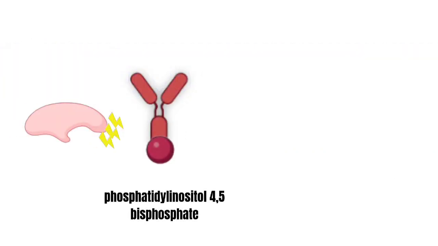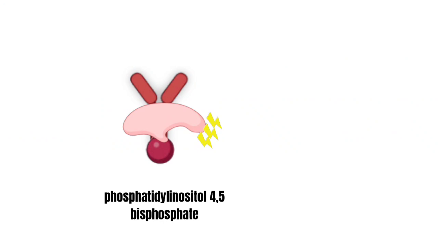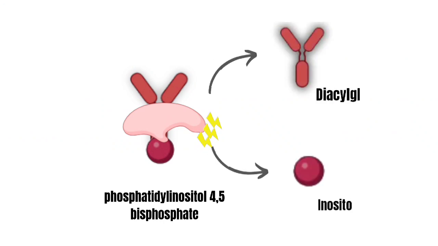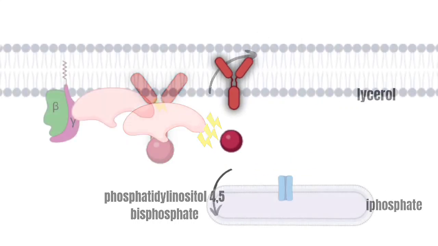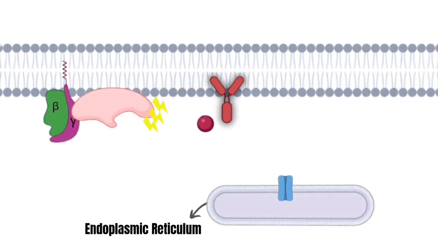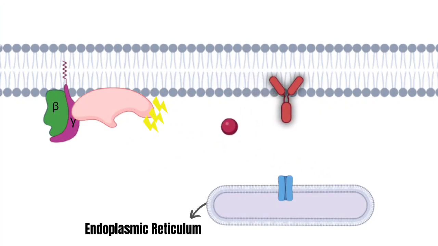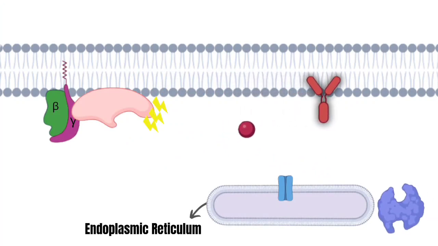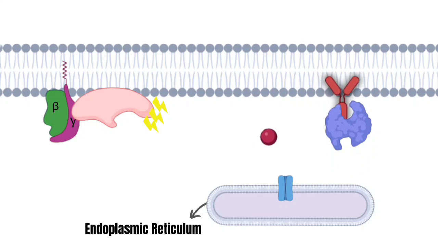Phospholipase C-beta then cleaves PIP2 into two key molecules, diacylglycerol and inositol triphosphate. Diacylglycerol stays in the membrane, acts as a docking site, and recruits protein kinase C to the membrane, while IP3 moves toward the endoplasmic reticulum.